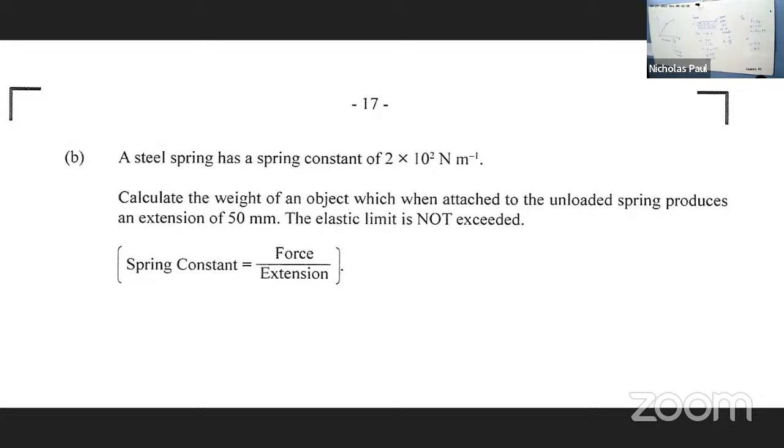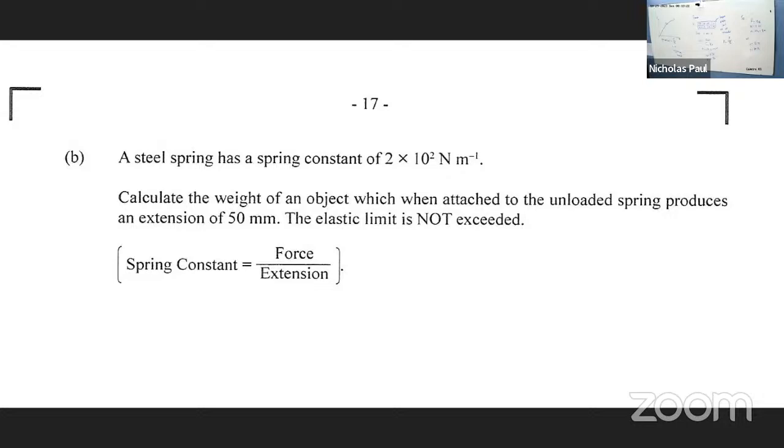It's your time to shine here. So they give you a spring constant, they give you the value there. Calculate the weight of the object. So what are they asking for there? They're asking for weight, but in terms of the formula, force, very good. So they're asking you to find force, but the problem is extension is in what? Millimeters. Extension should be in meters.